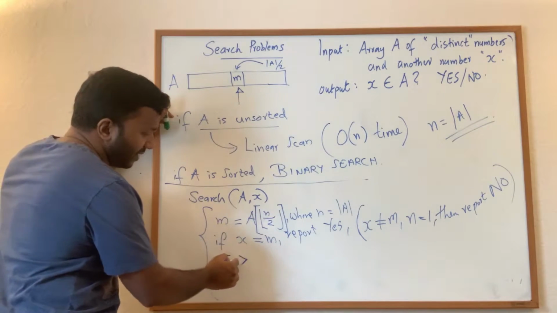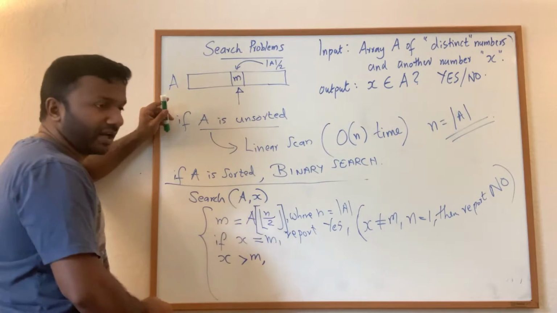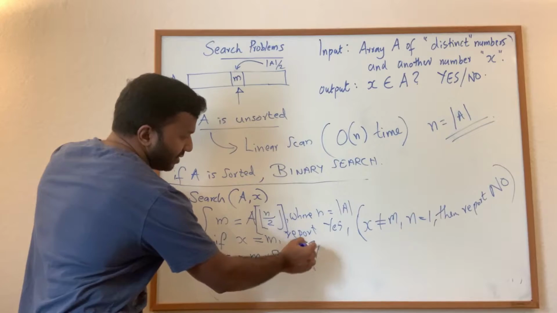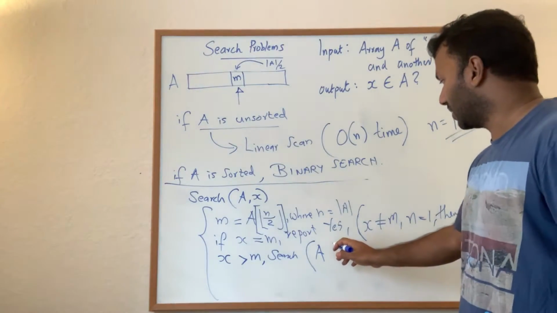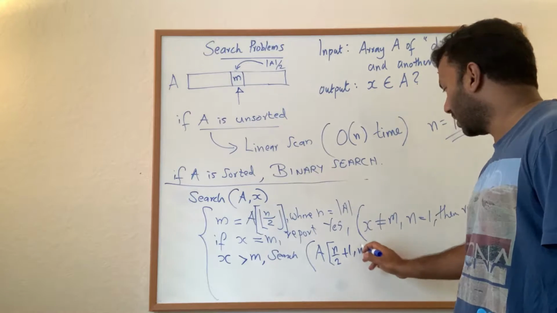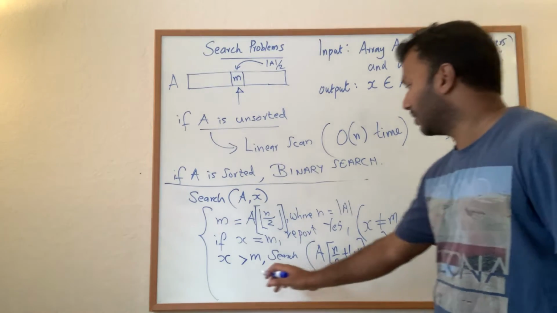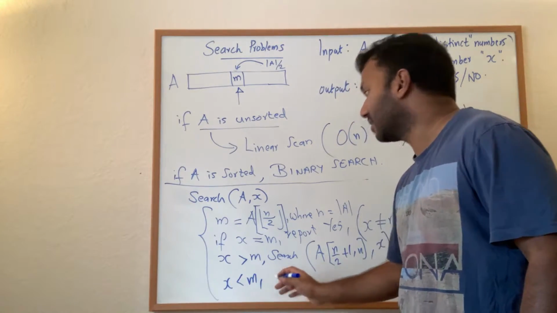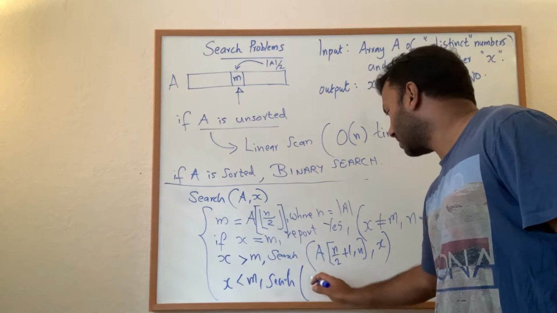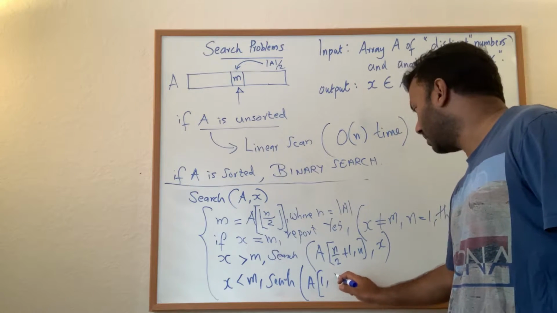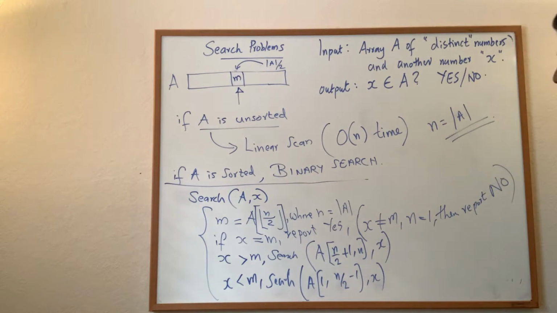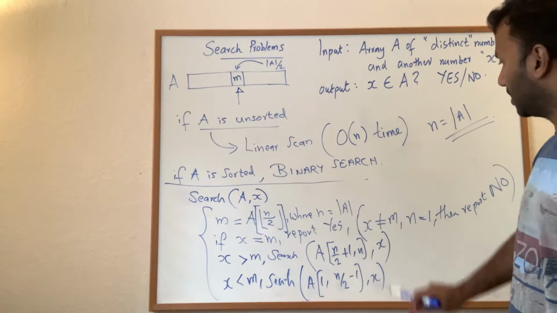So if x is greater than M, then what I know is x has to be on the right side. So you recurse this algorithm: search for x on the right side, which is n over 2 plus 1 to n. On the other hand, if x is less than M, then I know that if at all x is there, it has to be on the left side. So search the left side, which is 1 to n over 2 minus 1, for x. So this is the pseudocode.